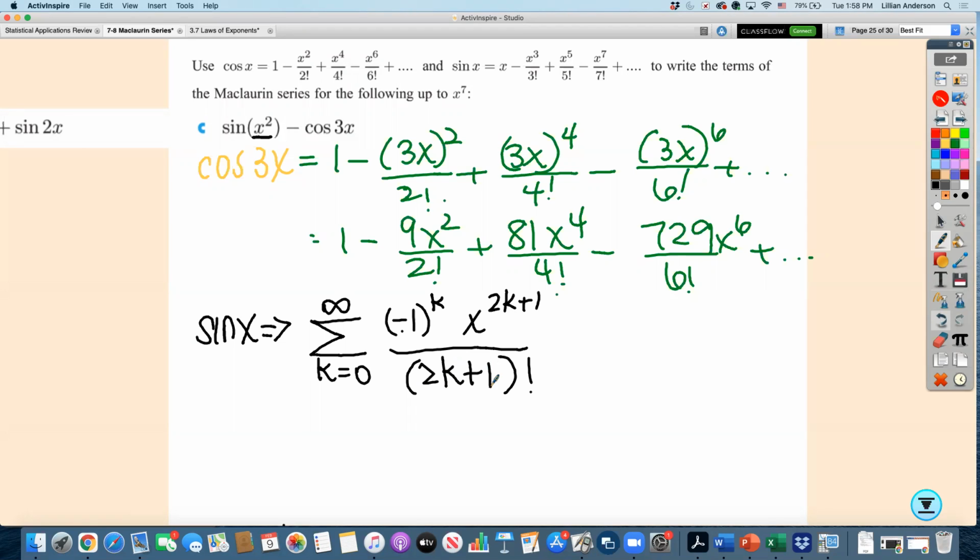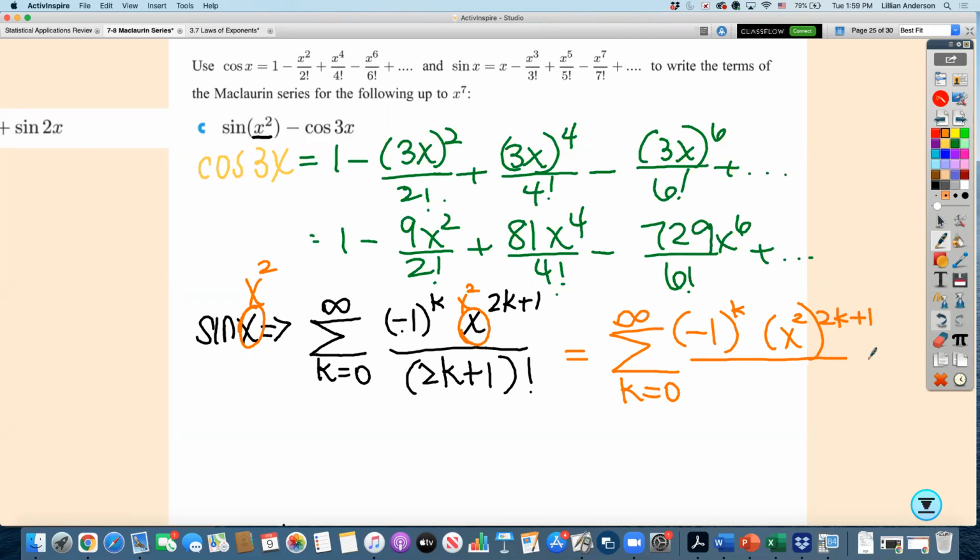So if I replace my x with an x squared, that's going to be a power to a power here. And unlike when it's just a coefficient that gets plugged in, that exponent applies to the 3, the coefficient, and the x. Here, that squared affects my exponent altogether. So I have the sum from 0 to infinity of -1 to the k power. Then I'll have x squared being raised to the 2k plus 1 power all over 2k plus 1 factorial.